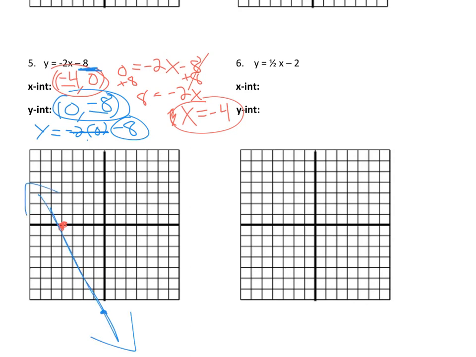All right, so biggest thing, when you guys find the x-intercept, you let y equal 0. When you want to find the y-intercept, you let x equal 0. Once you get those 2 points, you plot the 2 points, you connect it, and you have your line.